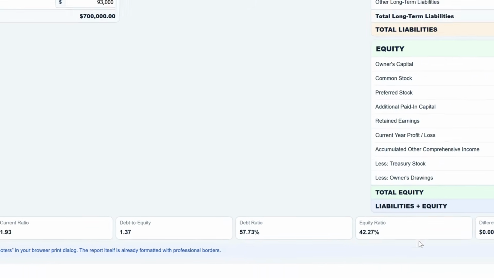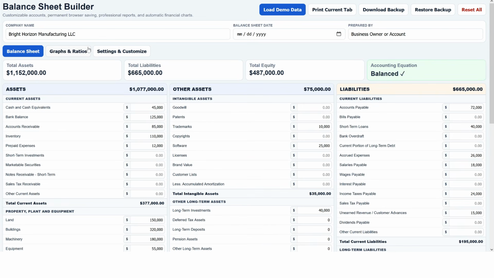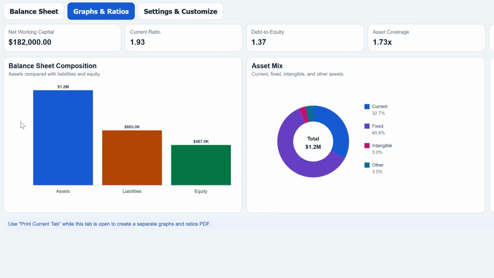Now let us move into the graphs and ratios section. The first chart compares assets, liabilities, and equity. At a glance, you can immediately see that total assets are larger than either liabilities or equity individually, while liabilities and equity together equal total assets exactly. This provides a visual confirmation of the accounting equation.